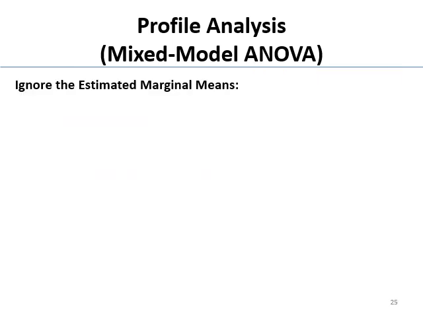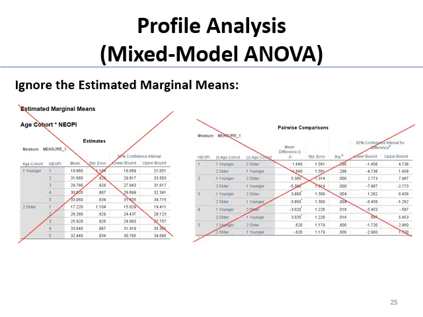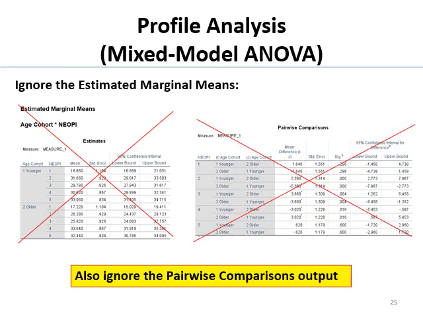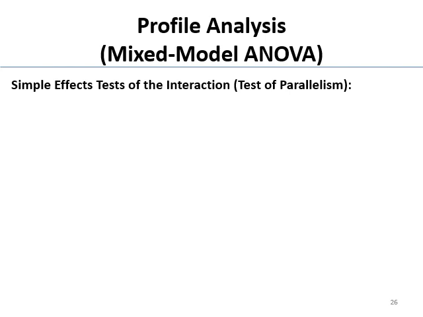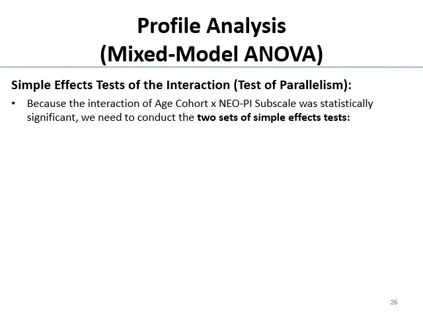So next thing you run into is estimated marginal means. You can ignore those. And pairwise comparisons, you can ignore those. And finally, we get to simple effects tests. The first set, the between lines, for the test of parallelism, that is the interaction. Because the interaction of age cohort by new OPI subscale was statistically significant, we need to conduct two different sets of simple effects tests, right? One set is between lines, that is for each new OPI subscale, we compare the young and old. And then the second set is two repeated measures ANOVAs, one for young, one for old, that compares their five subscale scores to each other.